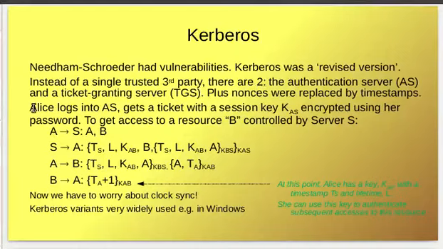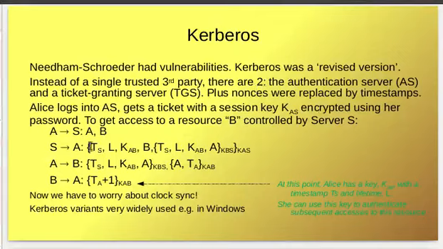Okay, so similar kind of thing to the Needham Schroeder protocol. Alice logs into this authentication server AS, gets a ticket with a session key that was encrypted using her password, and then to get access to some resource B, let's say it's a file or another user or whatever that's controlled by the server S, this is what Alice has to do. Send a message: here I am, Alice, I want to talk to Bob.